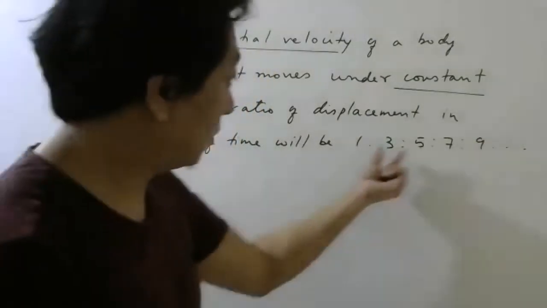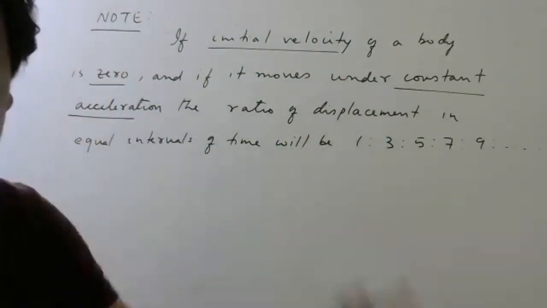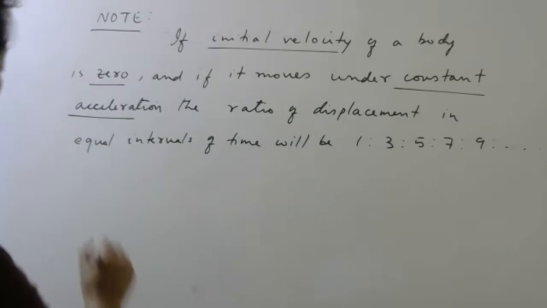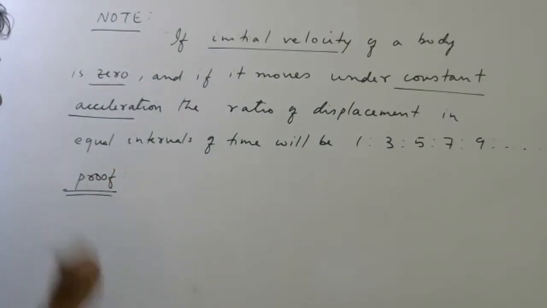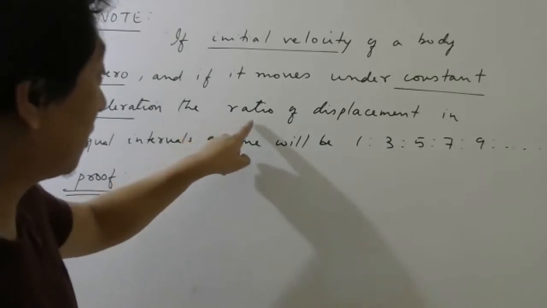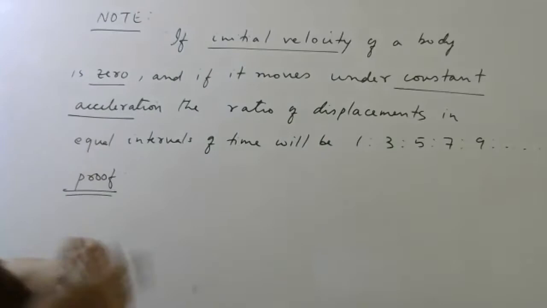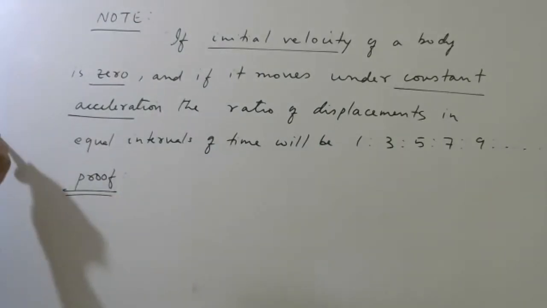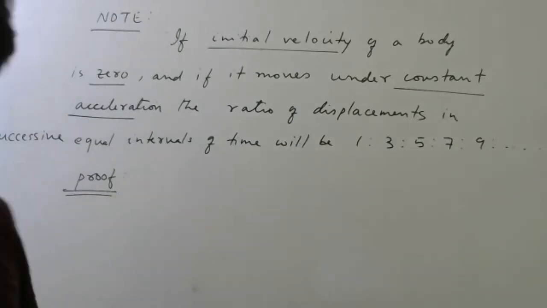So this ratio will not be equal, okay? Because there is acceleration, no? If there is acceleration, velocity will keep increasing. So this proof we have to do. We have to show that the ratio of displacements in successive, I forgot to write successive, okay? Successive equal intervals of time.